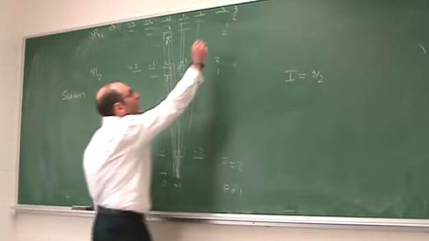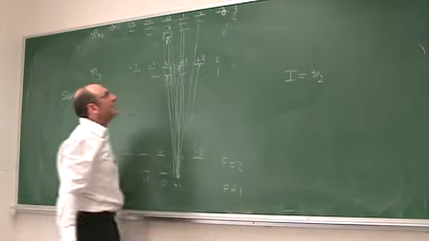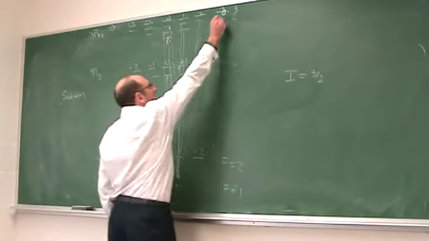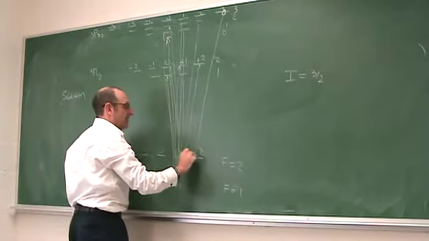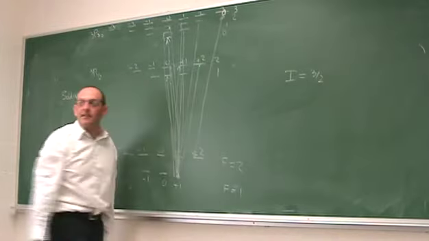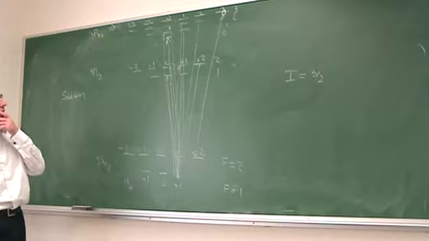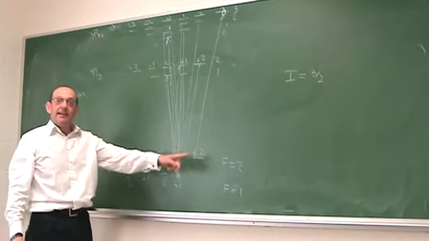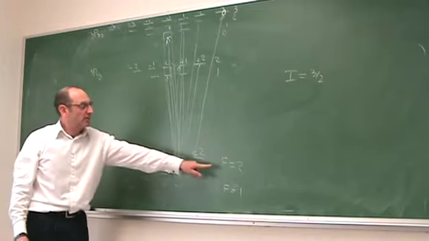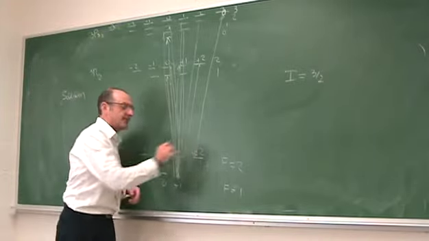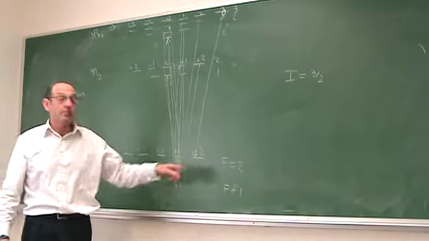Notice, if I start here, there's only one possible transition here, because 3 can go to 2, but delta m can only change, excuse me, can only change by 1.